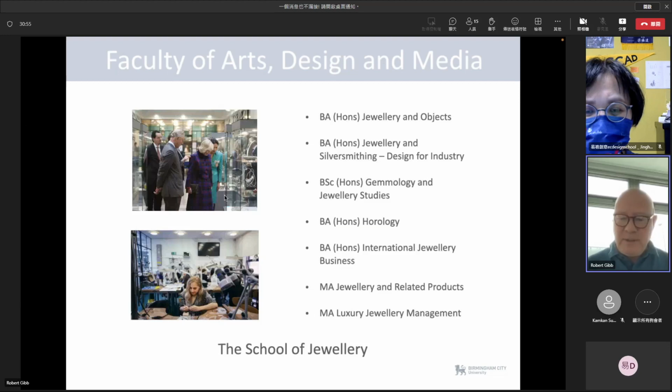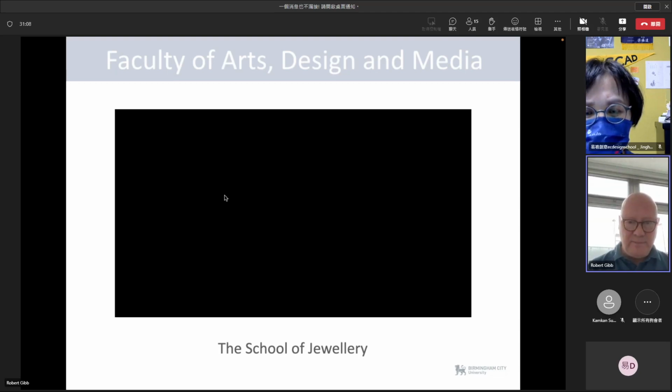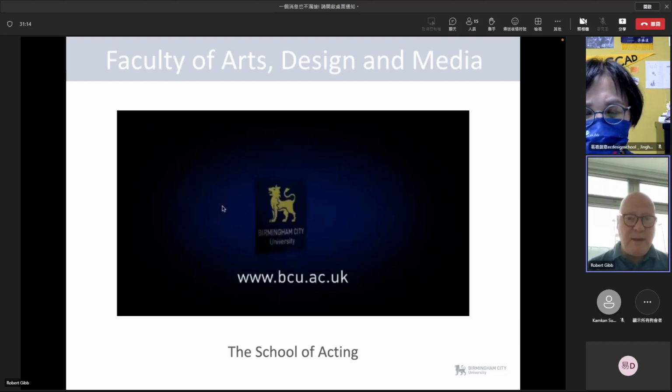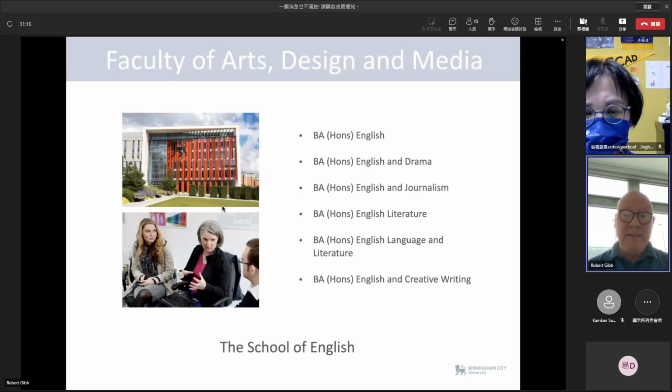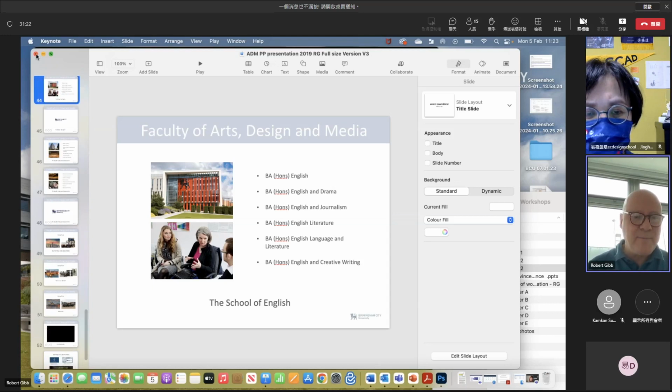So for example, for jewellery, we have the School of Jewellery. These are all independent satellites of the university. They're different parts of the university itself, which is useful. I've also got an acting course, some applied stage management. Some of these are the best courses in the UK. I'm going to come out of this because I don't want to crash the system any more than is necessary.